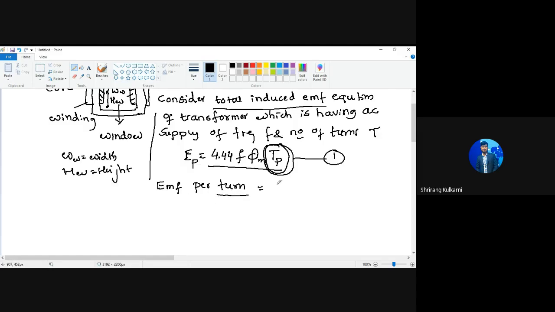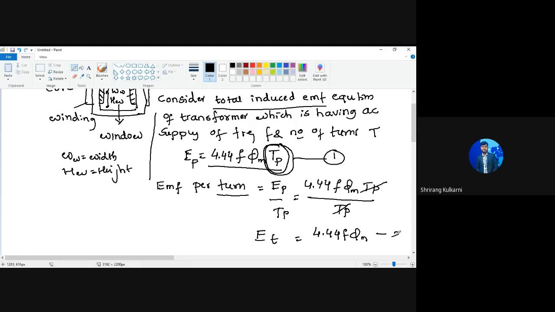So how to calculate this? I can calculate EP by TP. So 4.44 frequency flux TP divided by TP. TP will cancel here, and we get the EMF per turn ET is equal to 4.44 frequency flux. Say it is equation number 2. Remember this equation. It is a very important equation, because at last we have to use this one again. So we have to note it down.